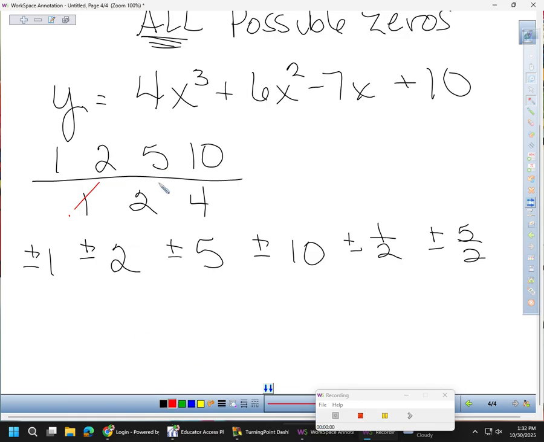Now we're going to do our 4. We have plus and minus 1 over 4. Plus and minus 2 over 4, which is 1/2. Plus and minus 5 over 4. And plus and minus 10 over 4, which is 5/2, and we already have. So all you have to do is just list them. Okay? You just got to list them.